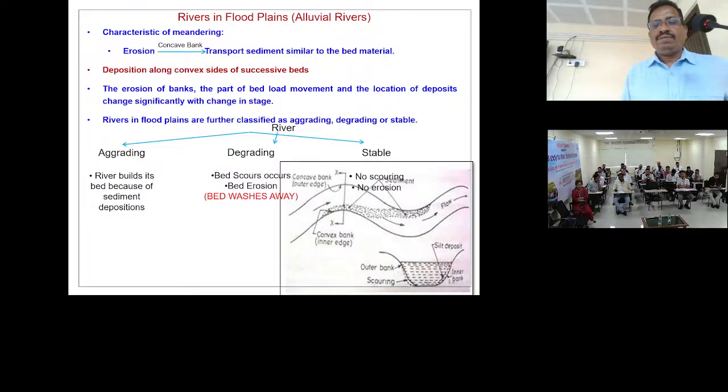Coming to the degrading rivers, the bed is scouring year by year, day by day, and bed erosion occurs. The degrading type of river will appear like this in the downstream of hydraulic structures. So this type of river is called a degrading river. Stable rivers are non-scouring, non-silting rivers. The silt coming into the river is the same as the silt going out. So these are the three types of alluvial rivers: aggrading, degrading and stable.